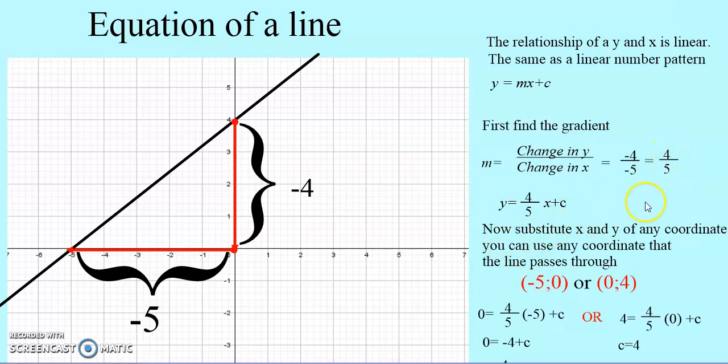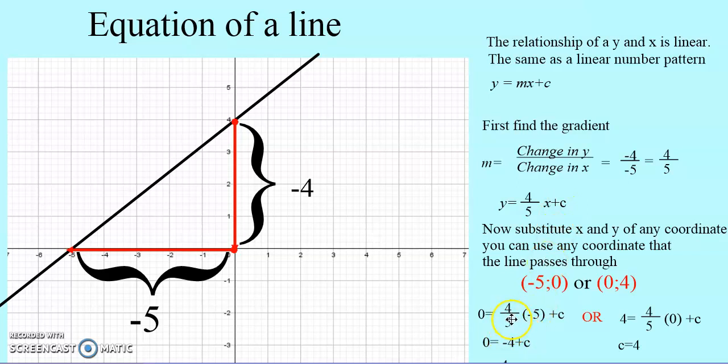Now I substitute this gradient into the equation of a line, which is y is equal to mx plus c. Once I've done this, I will see that I've got 3 different variables here, y, x and c. Now if I take any of the 2 coordinates that I've used, which is -5 and 0, that the line passes through, or I can use 0 and 4. Now I'm going to substitute the -5 in the place of x and the 0 in the place of y. Then I only need to calculate c.